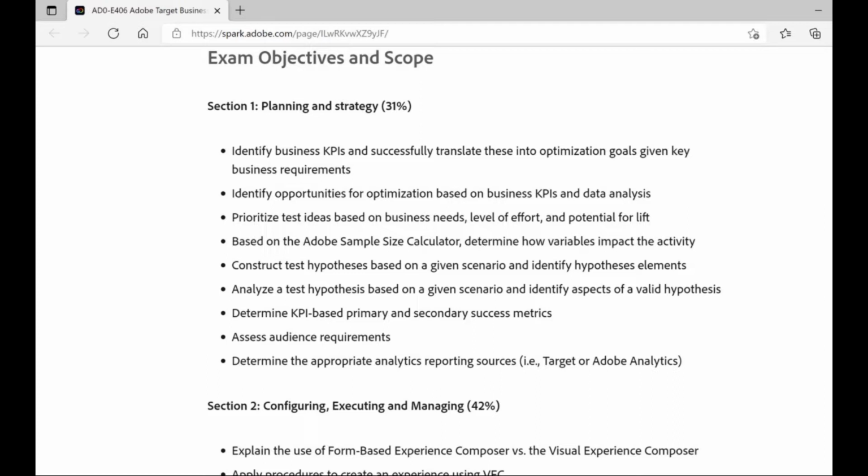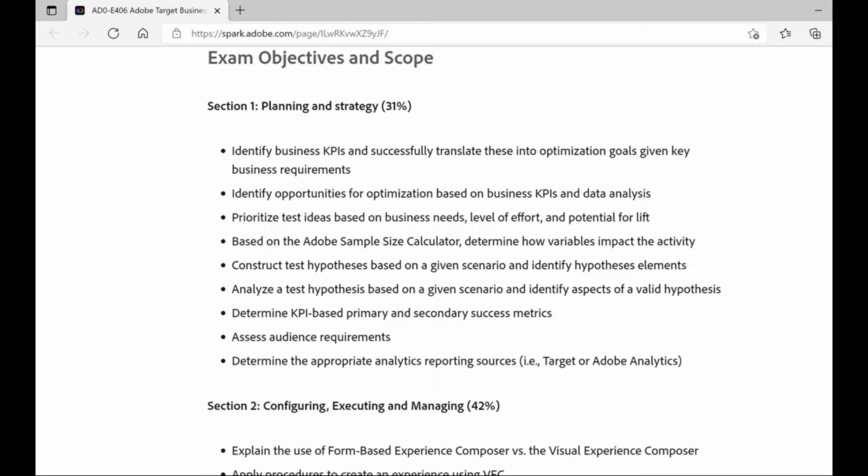You should look at the different topics that they have mentioned within each section, like identifying business KPIs and the sample size calculator. They are talking about how the variables impact the activity in the sample size calculator. We'll talk about this further in the video. Then you have the different reporting sources, Target or Adobe Analytics, and how you go about setting those up. These are the things you need to look at and see whether you are thorough with those topics.